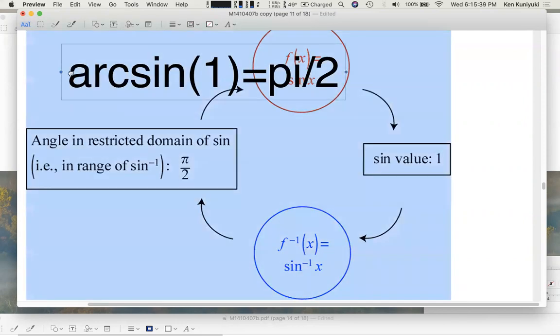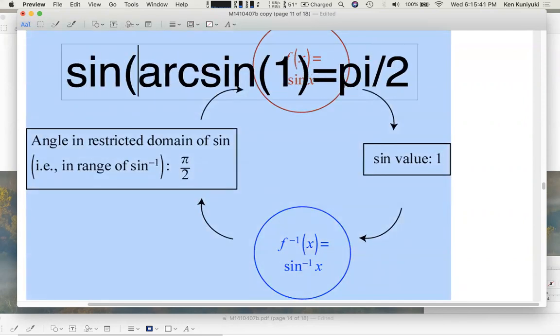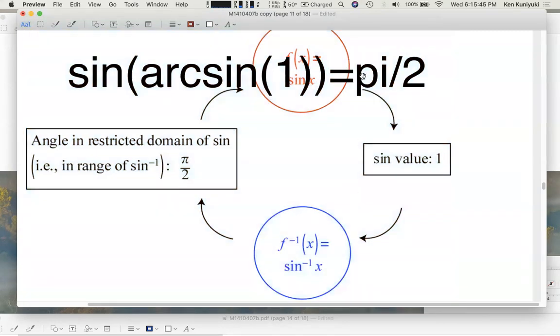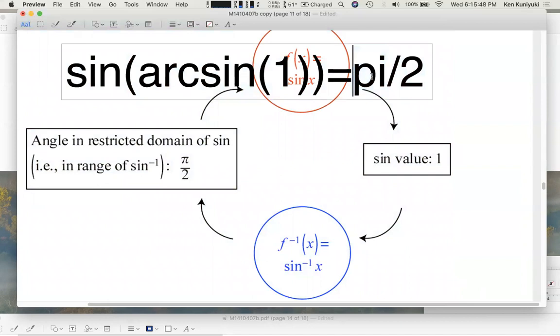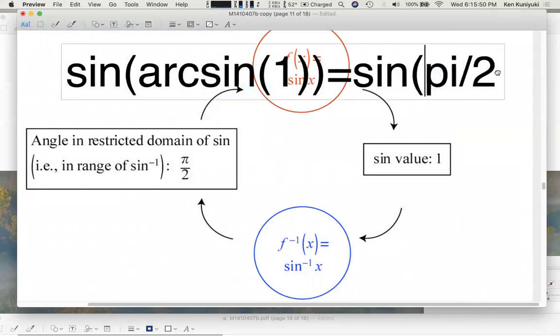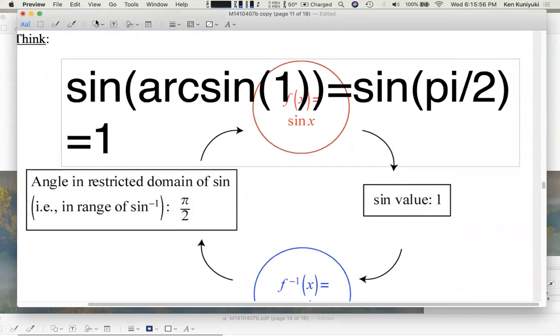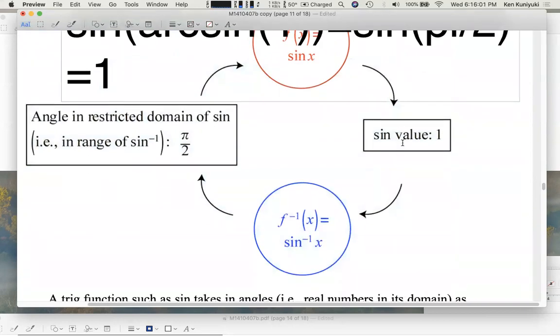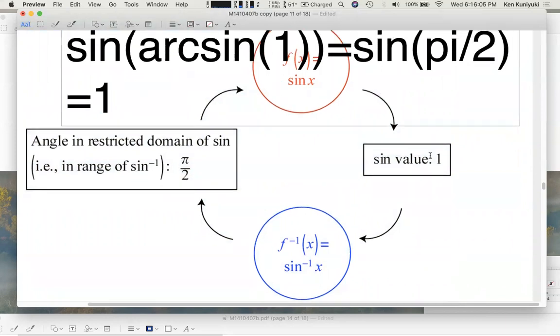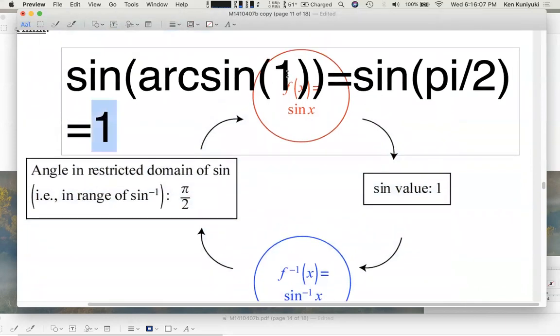And if you take the sine of arcsine of 1, you're taking the sine of pi over 2, and the sine of pi over 2 is 1. So the sine of arcsine of 1 is 1. Arcsine of 1 is pi over 2. You take the sine of that, and you're back to 1. Your final output was your inside input.